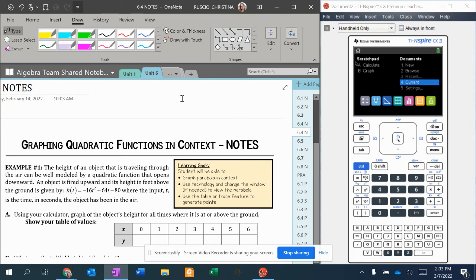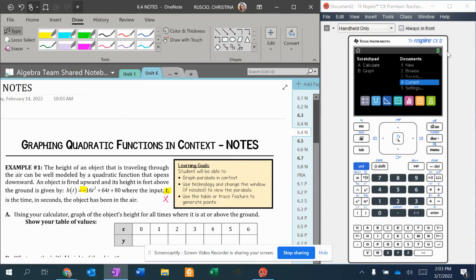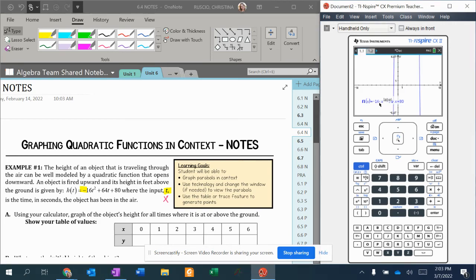There is an object traveling through the air and it's modeled by a quadratic function that's opening downward. Well, we can see that in the equation. They give us the equation and they tell us that the x value is coded as a t. So let's take a minute to graph this. Remember, when we type this in our calculator, we need to use x's instead of t's. Okay, which is what I have here.